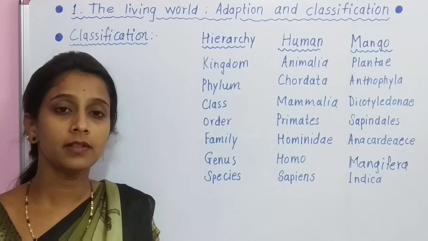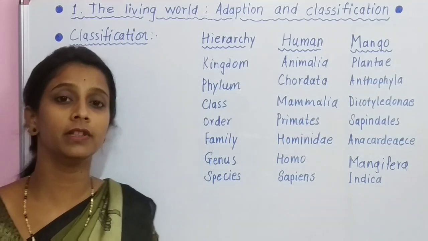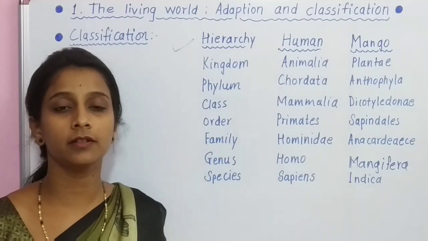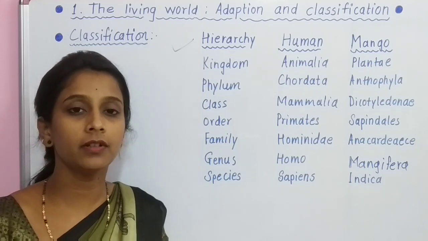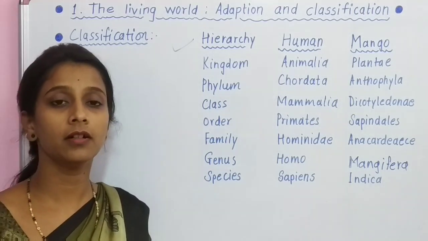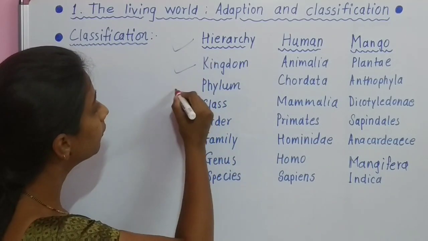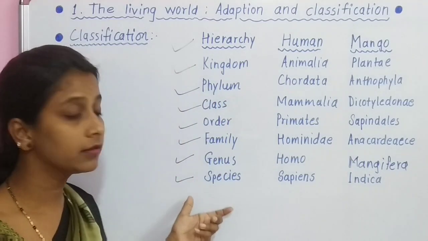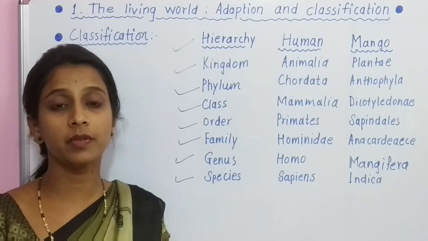Now students, the scientists consider different levels of hierarchy for the classification of living organisms. So what is hierarchy? Hierarchy is a method of classification in which different levels, seven levels, are considered. And the question arises: what are the levels of hierarchy? Here we see kingdom, phylum, class, order, family, genus and species. These are the 7 levels of hierarchy. In this way each living organism is classified.